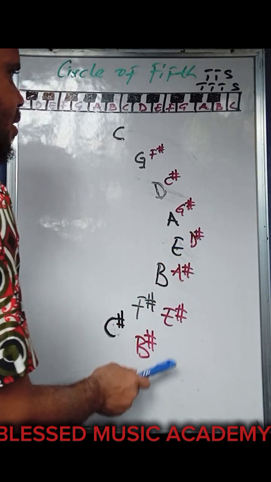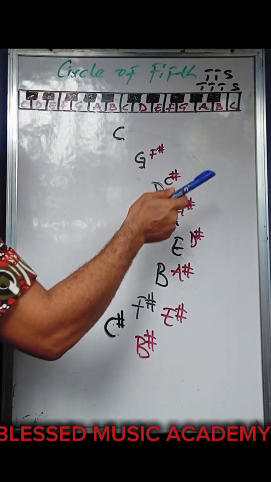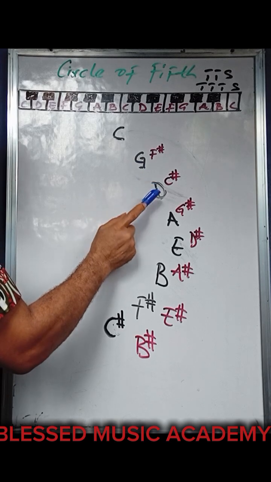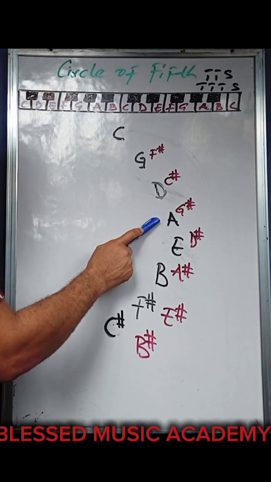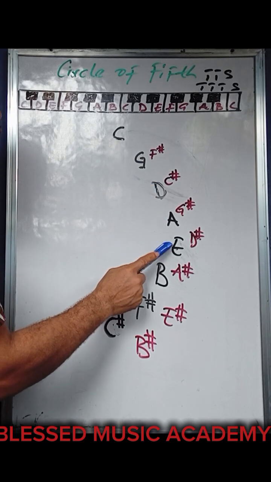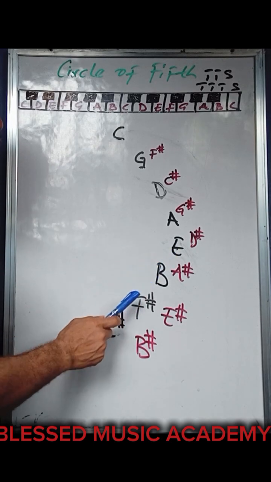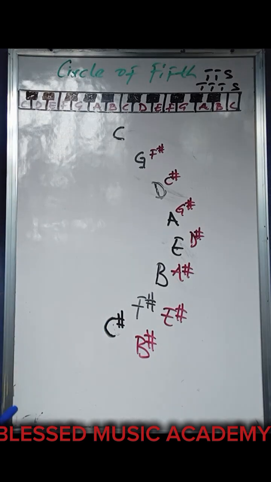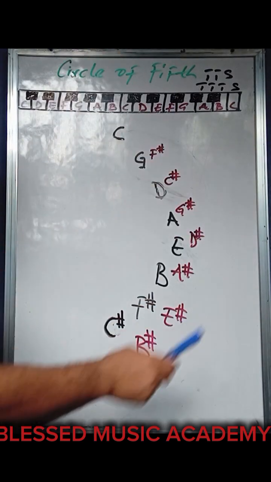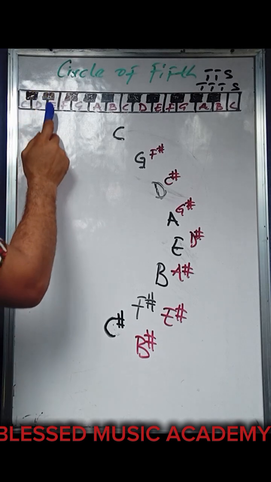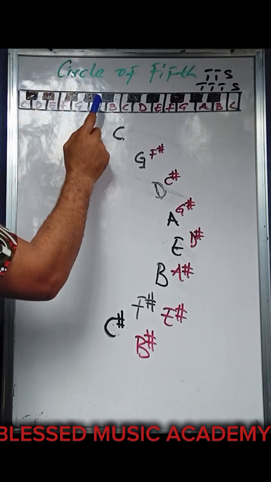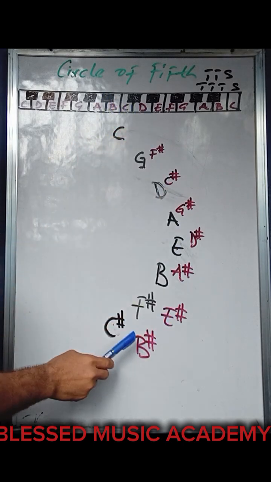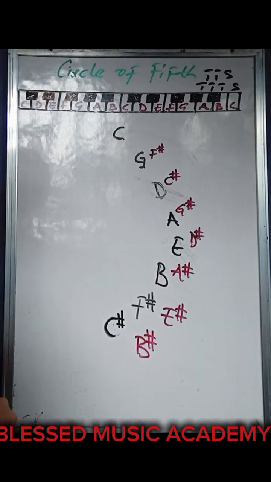So I use other ink to write it. In G, F is sharpened, circle of fifth. The fifth of C is G, the fifth of G is D, the fifth of D is A, the fifth of A is E, the fifth of E is B, the fifth of B is F sharp, the fifth of F sharp is C sharp. Now in C sharp, all the keys are sharpened. C is sharpened, D is sharpened, E is sharpened, F is sharpened, G is sharpened, A is sharpened, B is sharpened. Now these are the sharp keys.